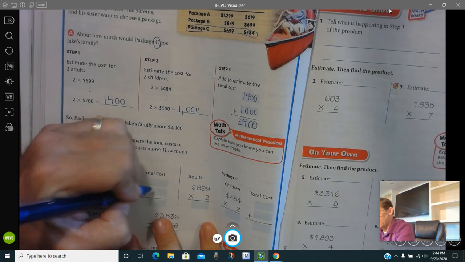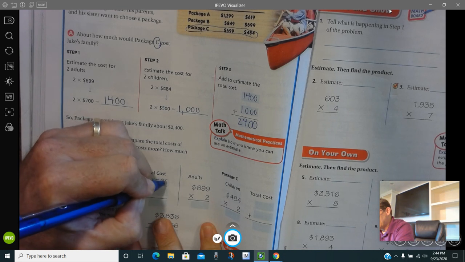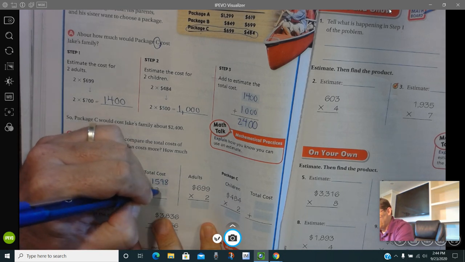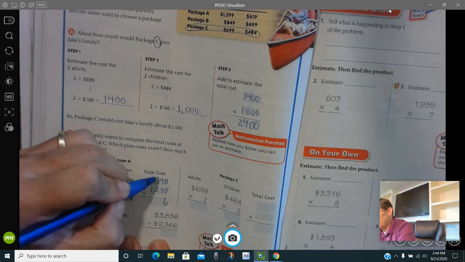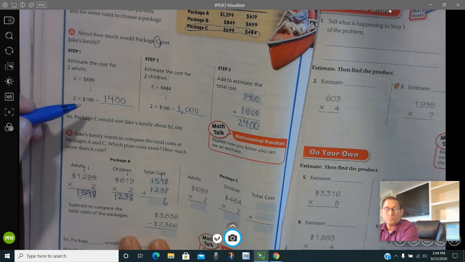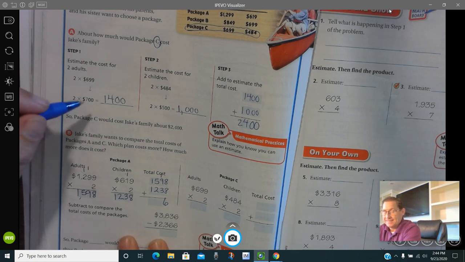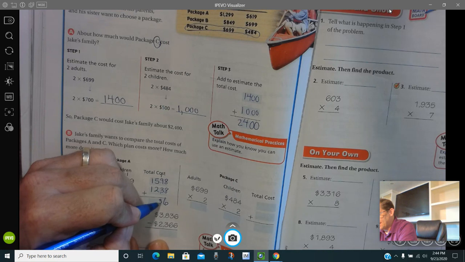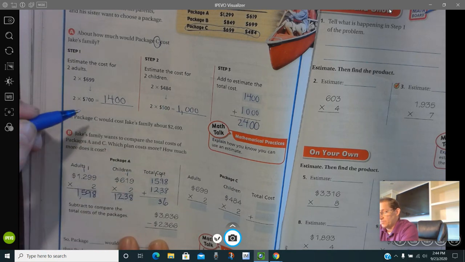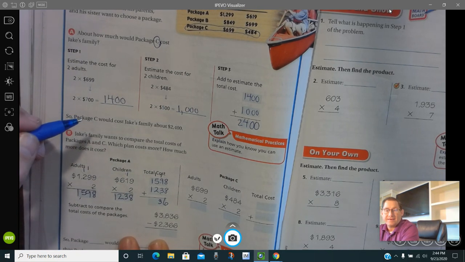Now we want the total cost, so we need to add the two parts together. Okay, 8 and 8 is 16. Regroup 10 of the ones as a 10. 9 and 3 is 12, plus one more is 13 tens. Well, we'll regroup 10 of the tens as 100.